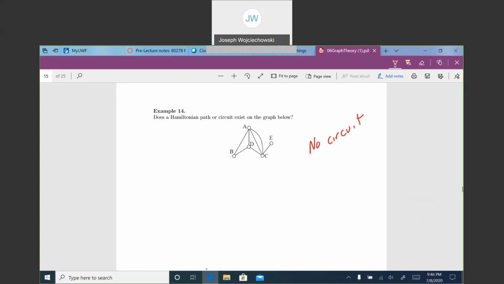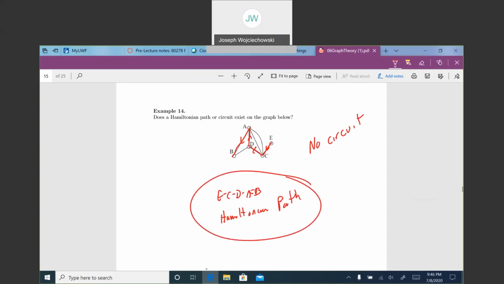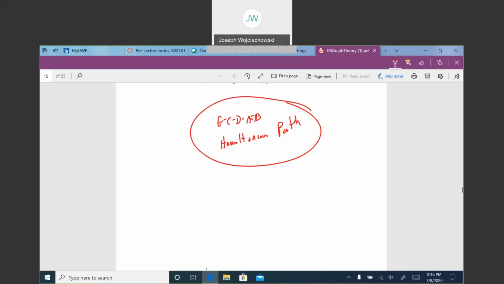Let's see if we can hit every vertex, though. I think we can. So that'll work. We have E, C, D, A, B, and that is a Hamiltonian path. No circuit, but we do have a path. We can hit every vertex without repeating.